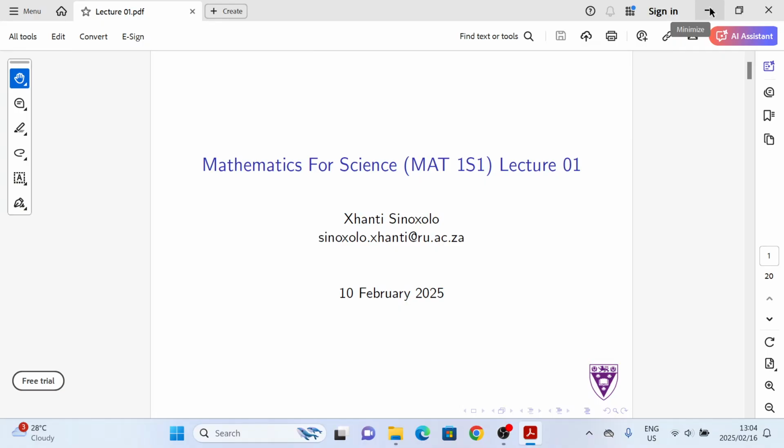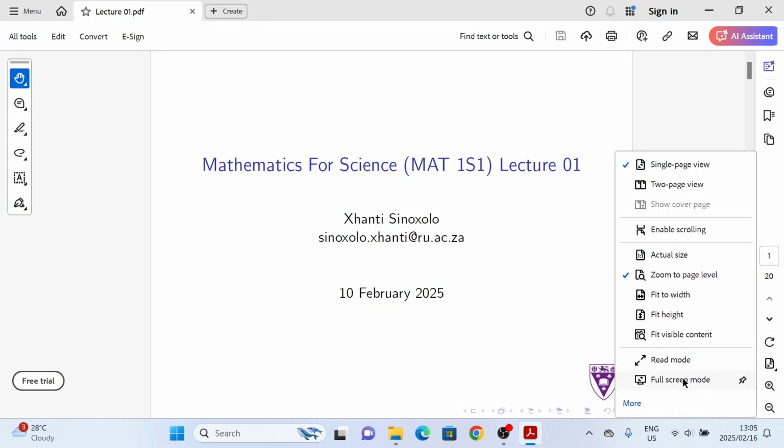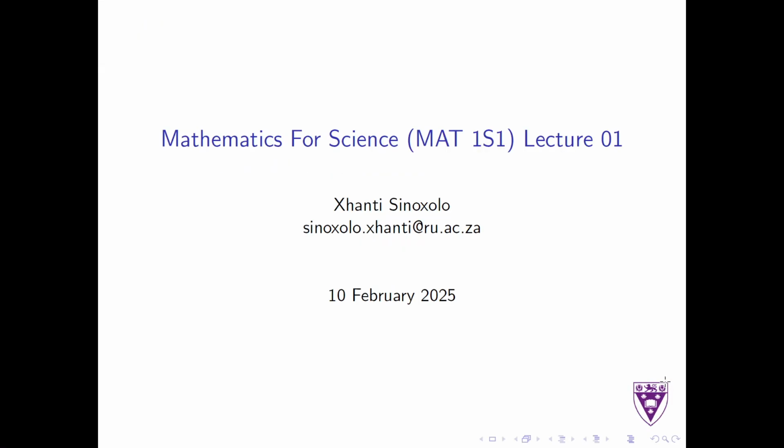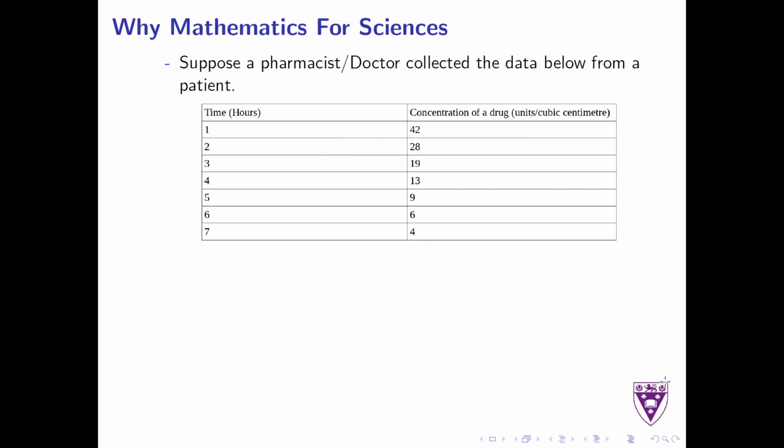So now that we have got that out of the way, why should students study mathematics for science to begin with? You will notice that most of the time, students will have some practicals. They go to the lab, collect some data. I have an example here that is similar to those that you usually have for the practicals. Suppose that you go there, or you have a pharmacist or a doctor who collected the data below from a patient, and you can see that we have time in hours this side, and we have concentration of a drug in units per cubic centimeter this side.